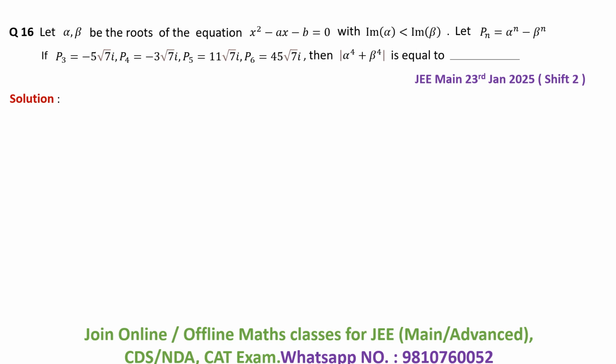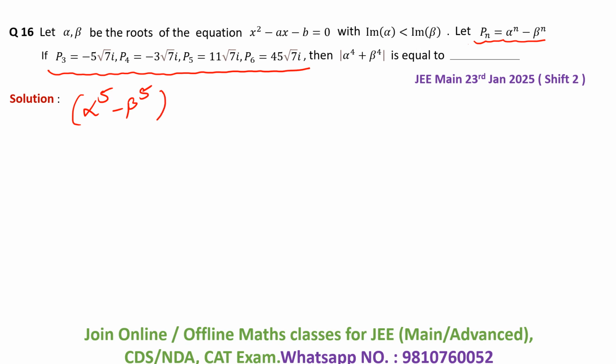Now students, in order to get the value of mod of alpha power 4 plus beta power 4, first of all, you need to get the values of a and b. And in order to get the values of a and b, you need to utilize these given expressions. So first of all, I will be starting with P5. Now what is going to be P5? It is alpha power 5 minus beta power 5. Just put n equal to 5 in this. You will be getting P5 as alpha power 5 minus beta power 5.